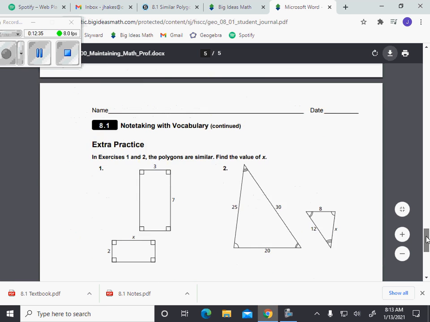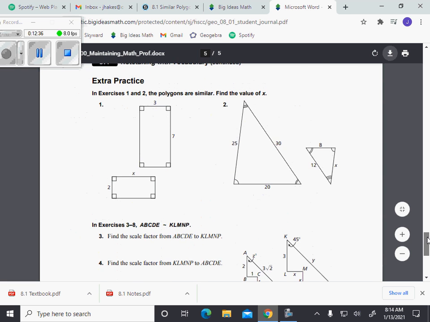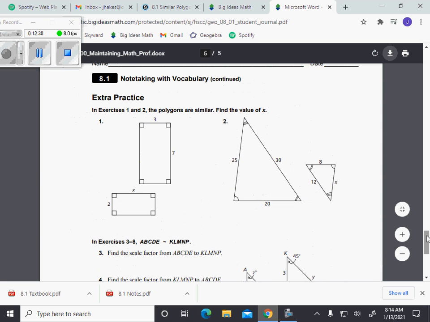Okay, down here we have some extra practice. It says polygons 1 and 2 are similar. Find the value of x. Here's where order matters. So we have a small rectangle here. We have a small side, we have a long side. Yeah, these are similar. When we have a small side up here and a big side here.